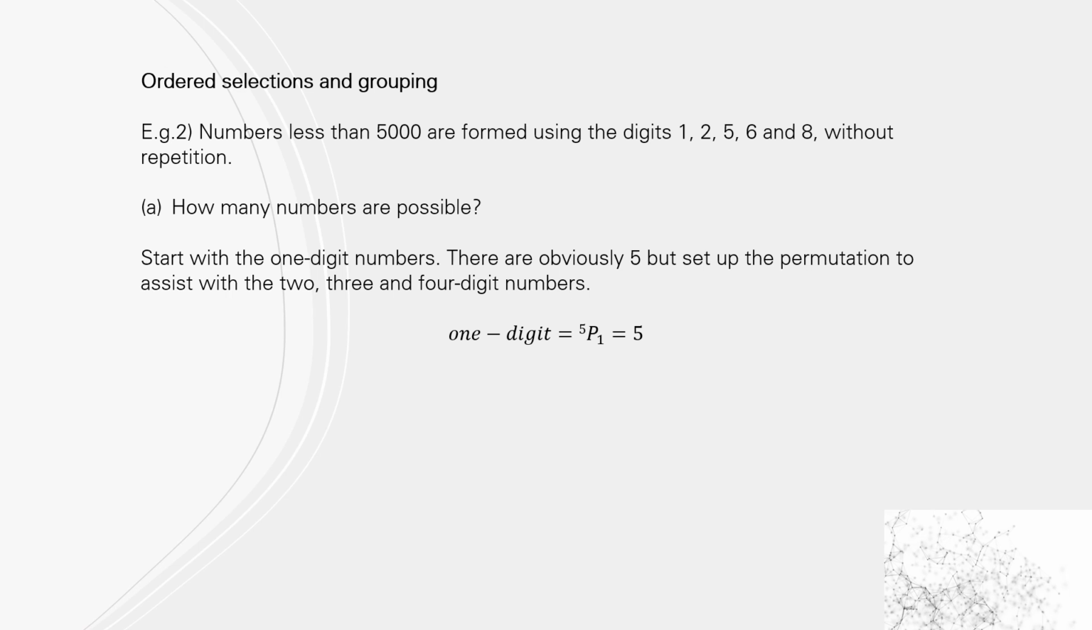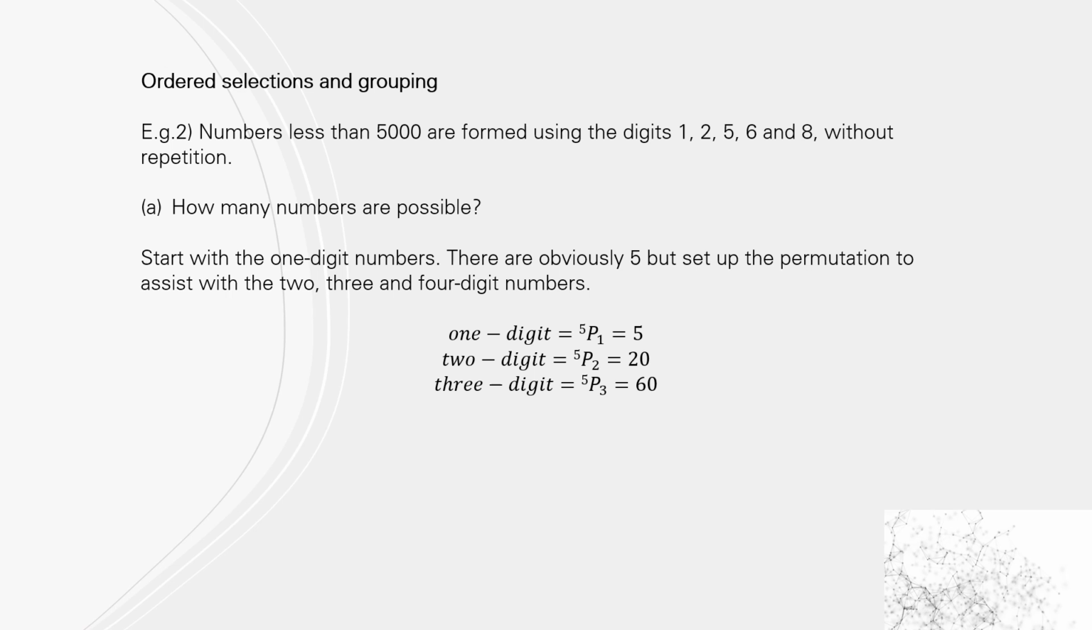So we're going to start with the 1-digit numbers. Obviously, all 5 of them can fit into that spot because they're all 1 digits, less than 5,000. But we could write it as 5p1 because there's 5 numbers to choose from to fill one spot. So that is 5 for 1 digits.